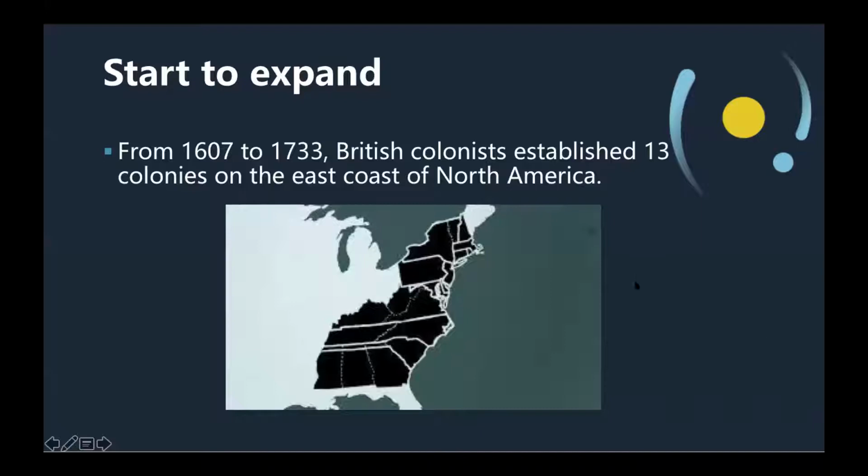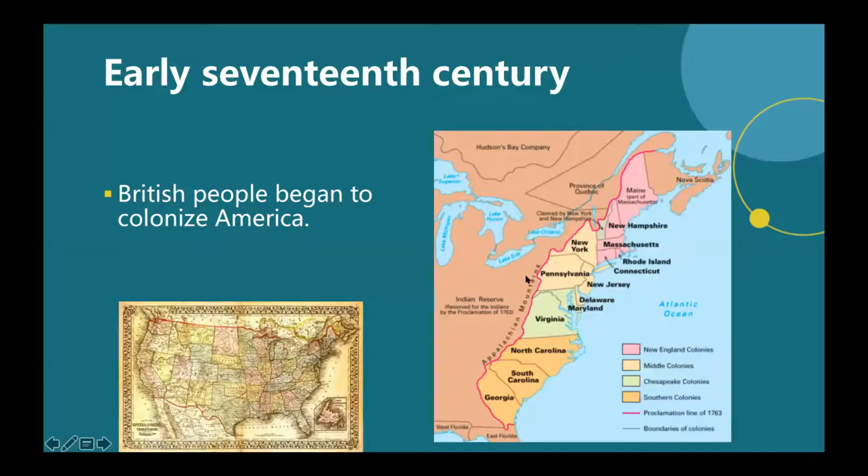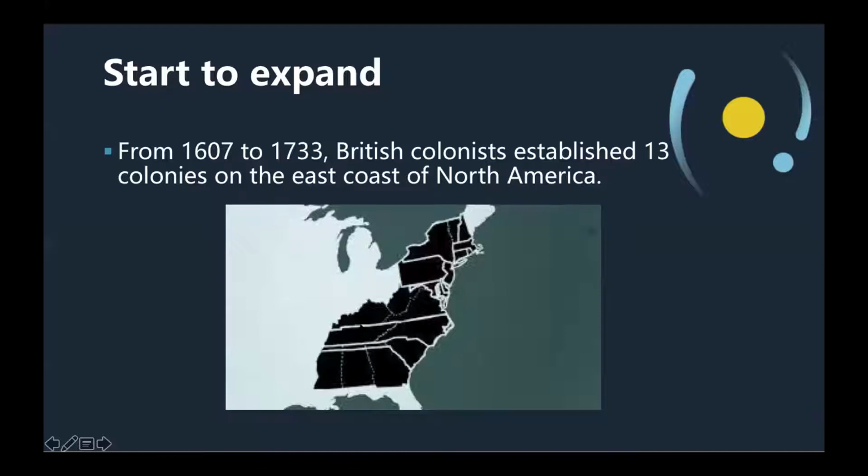And also, it started to expand. From 1607 to 1733, it started to expand, and they established 13 colonies on the east coast of America. So let's see this map, actually. On this map, we can see that only a little bit, mostly on the east coast, is where they colonized. But now, they start to colonize to Alabama, and they start to colonize through the west. So this is the expansion of colonization.